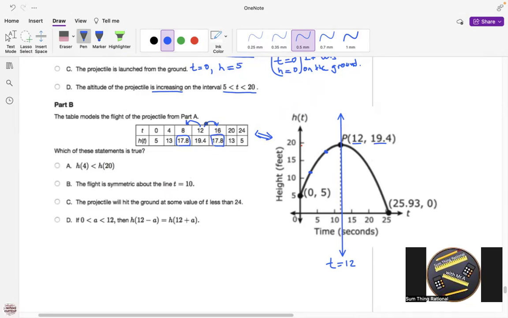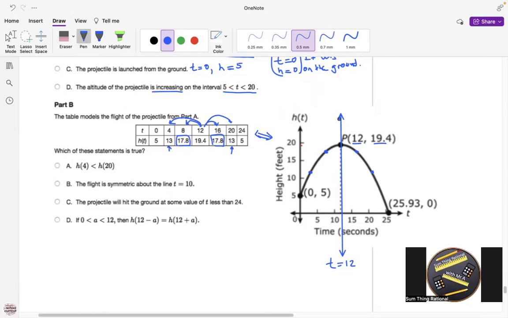Interesting here also. 20 is how many bigger than 12? 8 bigger. And 4 is 8 less than 12. So they have the same values. It means that whatever the height is at 4 seconds, they will have the same height at 20 seconds. At 16 seconds, the height will be the same as at 8 seconds, okay?